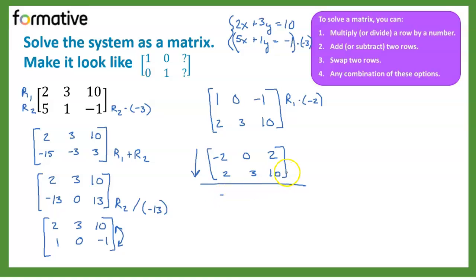So our first row, I'm going to do R1 plus R2 here. That's our elimination step. My first row stays the same. I get -2, 0, and 2. And when we add straight down, -2 plus 2 is 0. 0 plus 3 is 3. 2 plus 10 is 12.